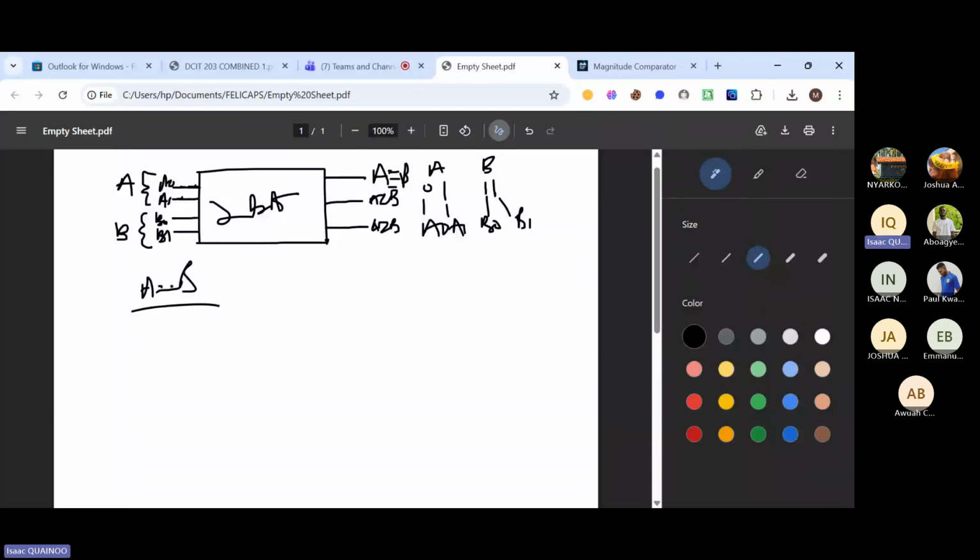The set of all inputs of a 2-bit magnitude comparator where A equals B can be true. Please, I believe we are all together. Yes, please. Right, we are together.